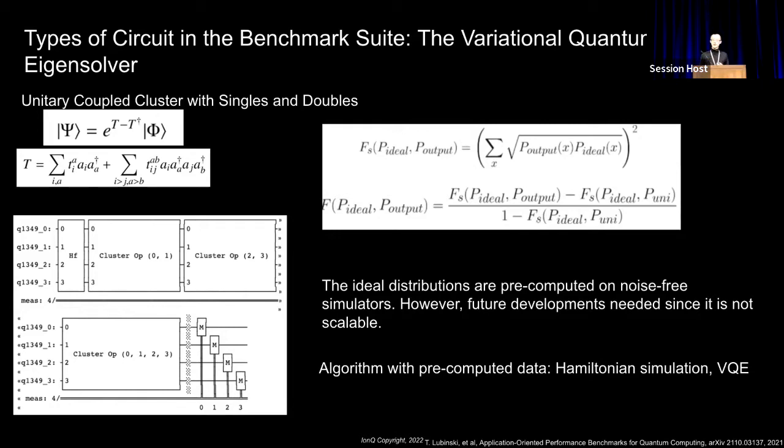And the fidelity of this circuit is actually measured using the so-called normalized fidelity. We first compute the Hellinger fidelity, which measures the similarity between the probability distribution you measured on a quantum computer and the ideal probability distribution that you obtain on a noise-free simulator. And then these Hellinger fidelities are normalized to be within 0 and 1 using the uniform distribution. As you know, this requires you to know the ideal probability distribution, and these are pre-computed and stored. However, as the number of qubits gets larger and larger, it becomes infeasible to simulate these systems on a classical computer. Therefore, this is not really a scalable approach, and future developments are needed. So algorithms like this include Hamiltonian simulation and VQE in the current benchmark suite.